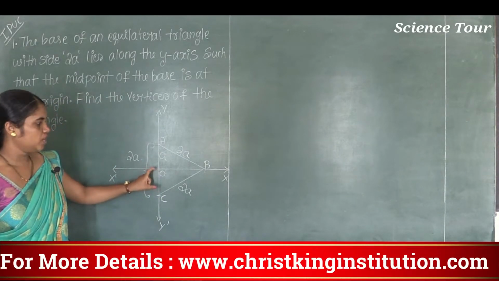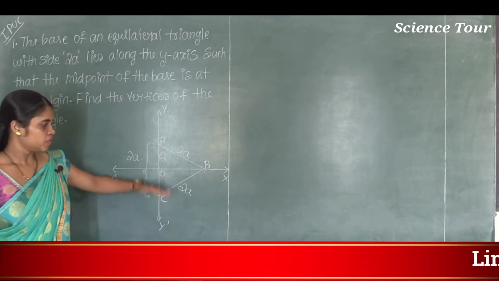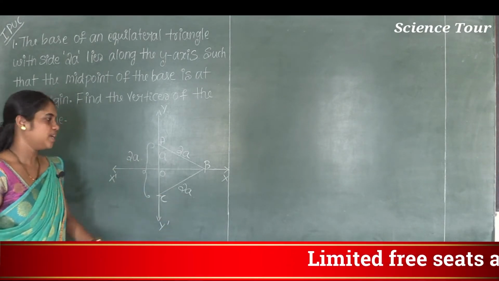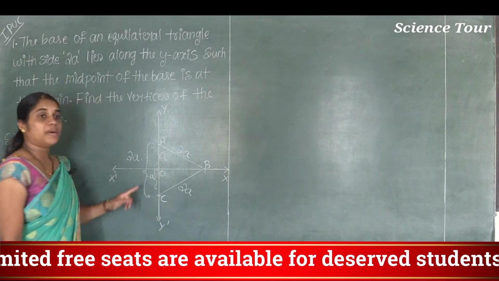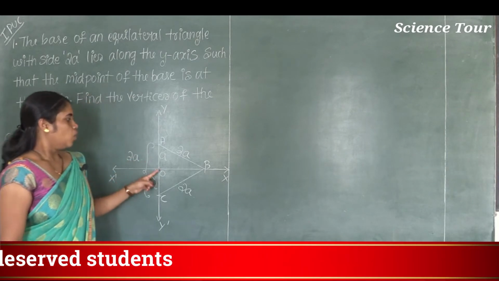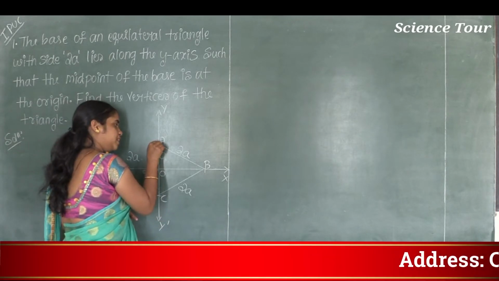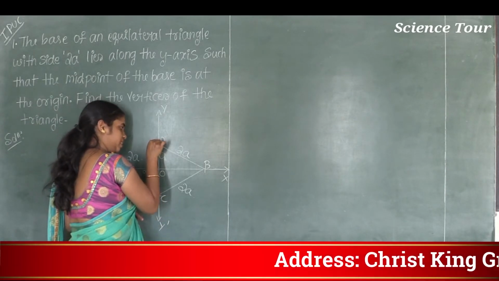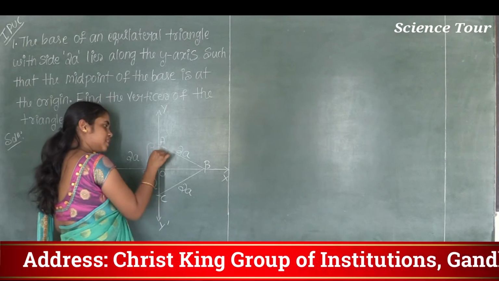What is the length of OC? You can observe here this OC is towards the negative y-axis, isn't it? So since it is towards the negative y-axis, I'll consider it as minus A. See students, OA: here A is nothing but the perpendicular distance of this point A from the origin. So OA length is nothing but A.